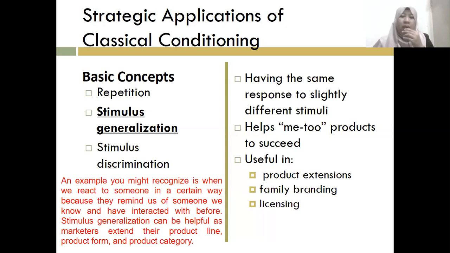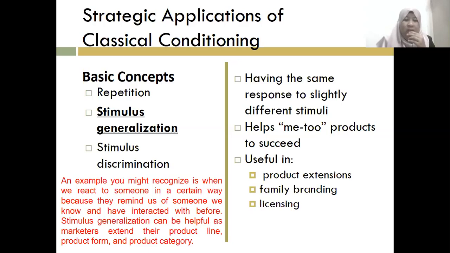So we go to the second one, stimulus generalization. What is stimulus generalization? An example you might recognize is when we react to someone in a certain way because they remind us of someone. For example, when you meet your primary school friends, do you remember me or not? Maybe you don't remember anymore because it has already changed. I'm Shalina, I'm your friend from before, and I remember you. How can you remember me? By the way, your style. So people keep on repeating and reminding you.